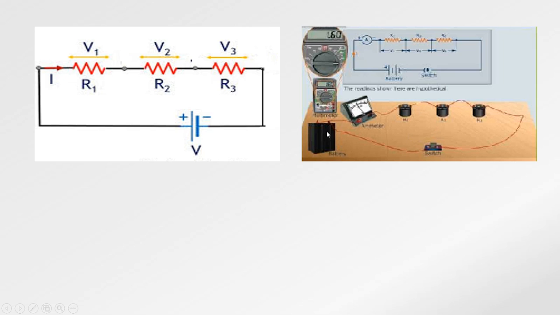When current is delivered by this battery, the same amount of current passes through this connecting wire, through the resistors, back to the battery. From here the current does not divide at all. It passes through this resistor, comes here, and comes here. The same amount of current. So these resistors are connected in series.